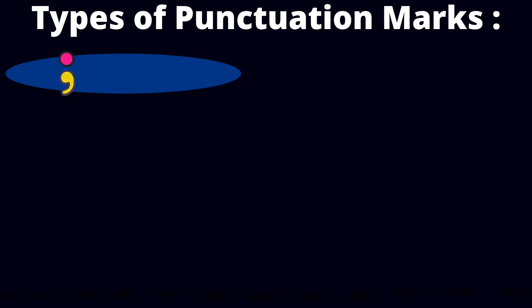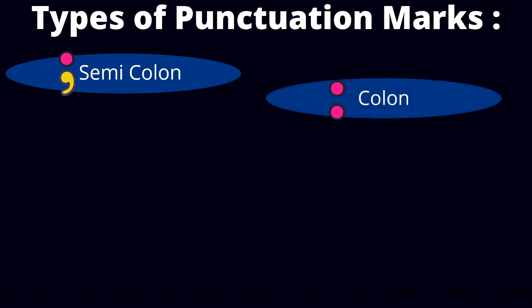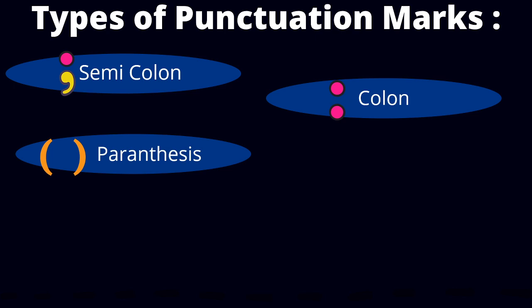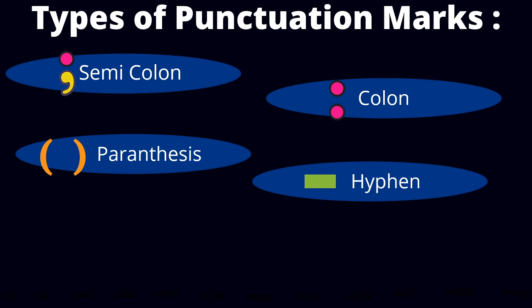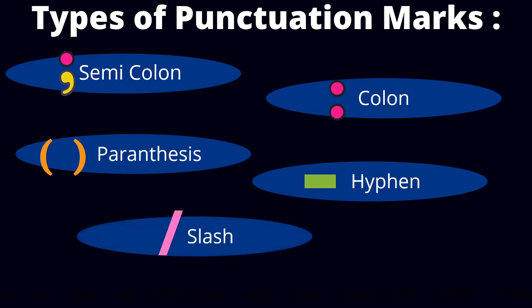You can have a look at some more punctuation marks which are also used. This is the symbol of a semicolon. One period dot and one comma makes it a semicolon. This is a colon. This is parenthesis. In other words, you can call them brackets. This is a hyphen. And this is a slash. Semicolon, colon, parenthesis, hyphen, slash.